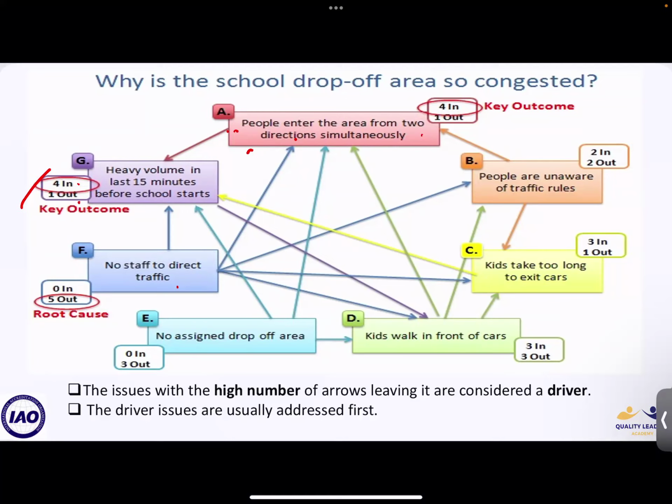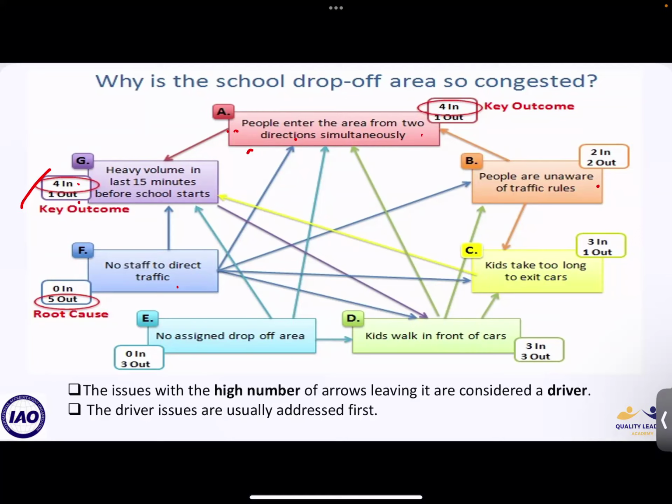Okay, here. Yes. So we have people entering the area from two directions simultaneously, and people are unaware of the traffic rules, and kids take too long to exit cars. What else? Kids walk in front of cars. Yes, and heavy volume in the last 15 minutes before school starts.